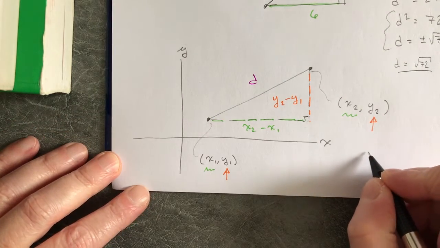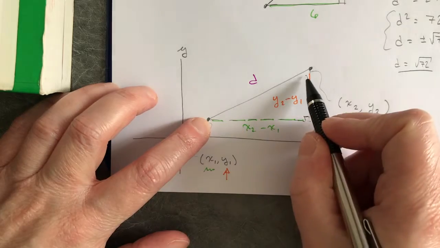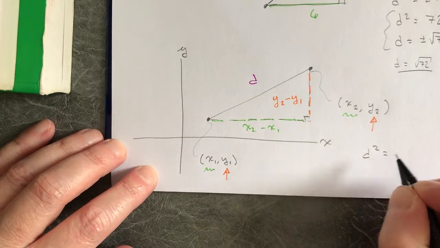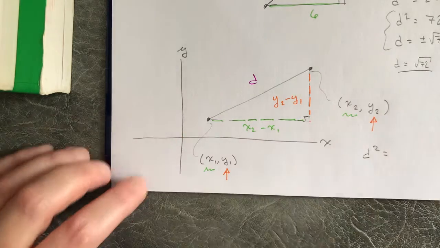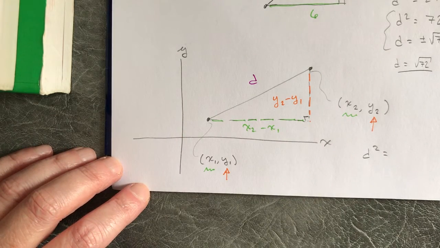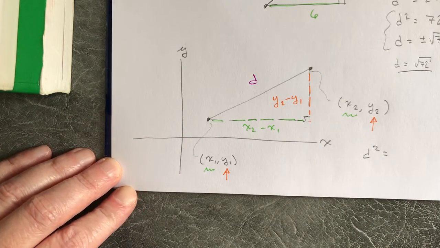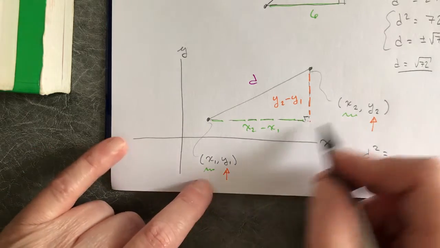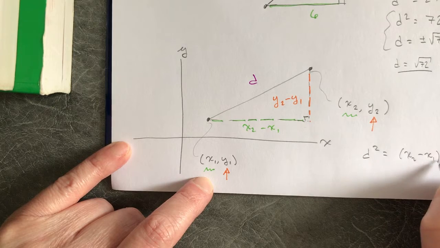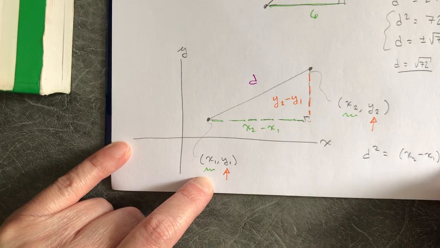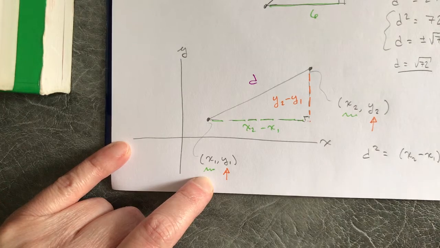So we can say, well, from Pythagoras, our hypotenuse, that's d squared, equals the orange side squared plus the green side squared. Or the green side squared plus the orange side squared. It doesn't really matter which way you do it. I suppose we'll start with the x's. That's conventional. So it's the difference in the x's plus the difference in the y's, and that's your distance squared.